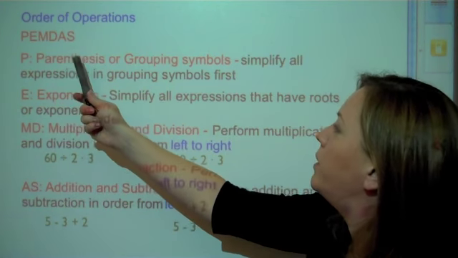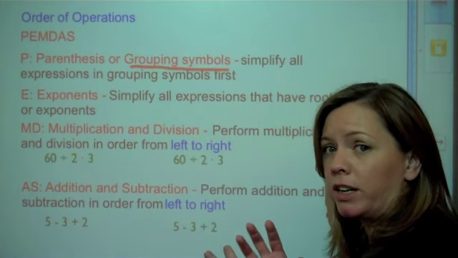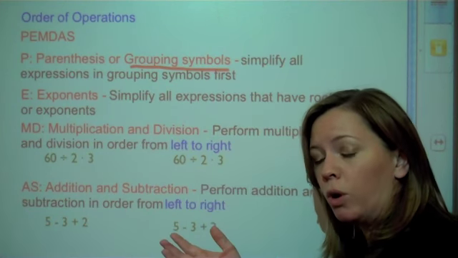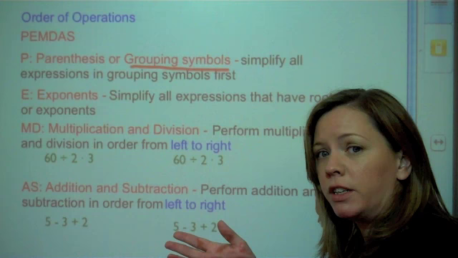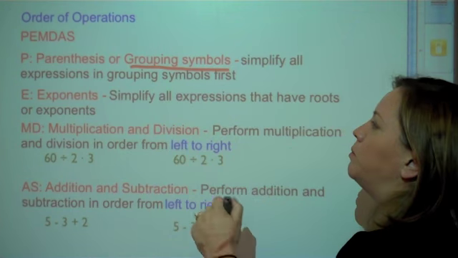So P stands for parentheses, but I'm going to say parentheses or grouping symbols, because there's a lot more things besides just parentheses that can enclose a particular portion of an expression, and you have to simplify it first. So simplify anything in your grouping symbols first.